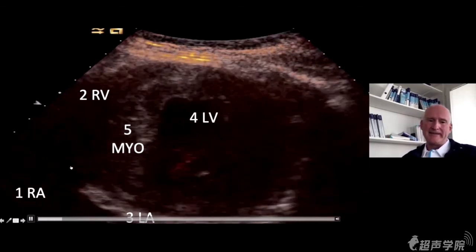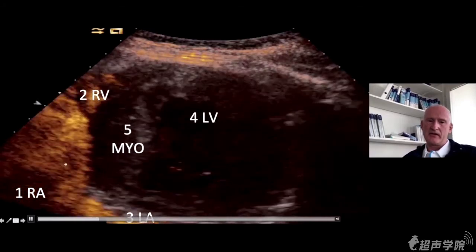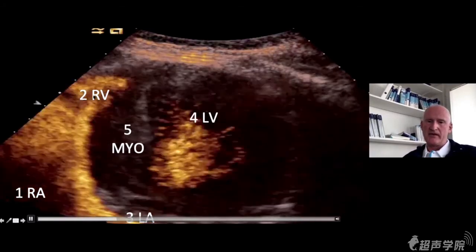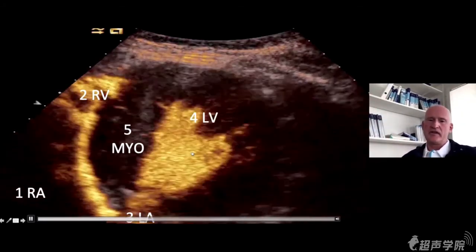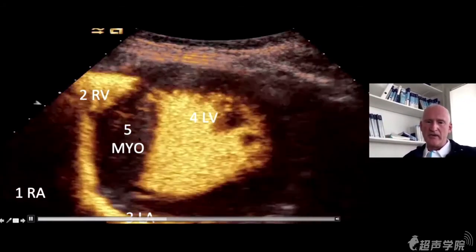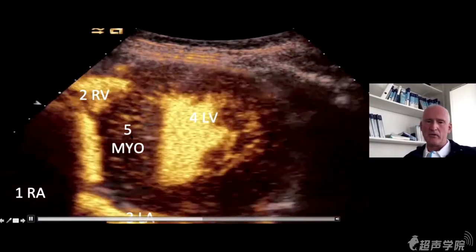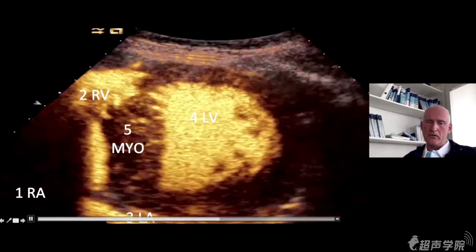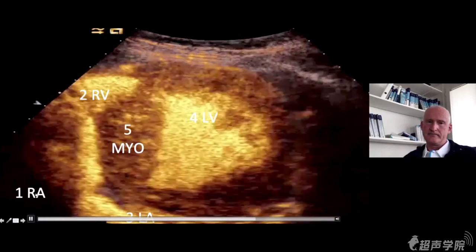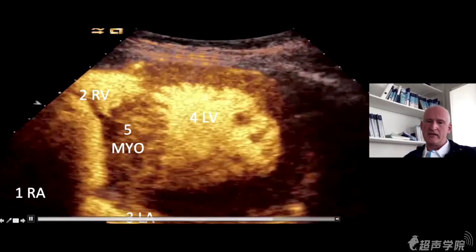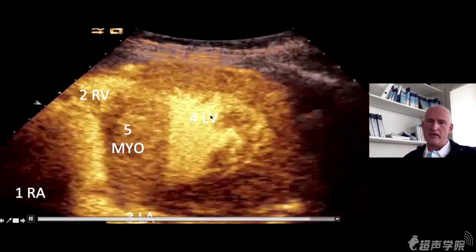The right heart, right atrium, right ventricle, myocardium, left ventricle. Contrast comes into the right ventricle, now into the left ventricle and into the systemic circulation. This means also into the myocardium in such a patient with amyloidosis. So first right atrium, then right ventricle, left atrium, left ventricle, systemic circulation.